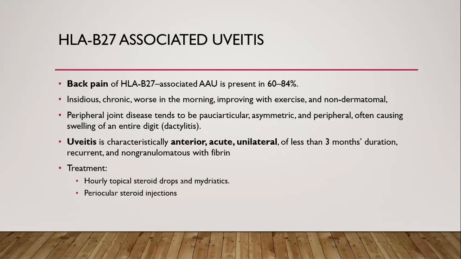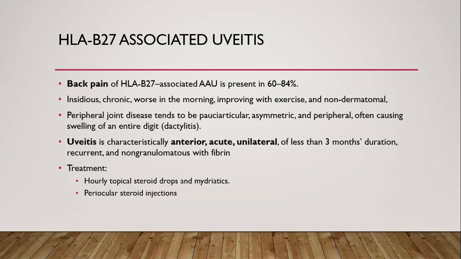Some of the things to remember when taking the history for this HLA-B27 disease: the back pain is commonly seen in 60 to 80%, and it is worse in the morning. It improves with exercise and as the day passes. It's insidious, chronic, and non-dermatomal. Peripheral joint disease tends to be pauciarticular, asymmetric, and peripheral, often causing swelling of an entire digit.